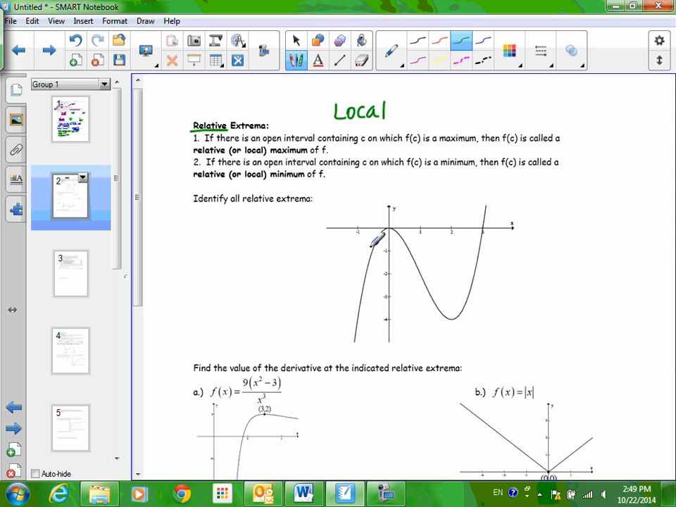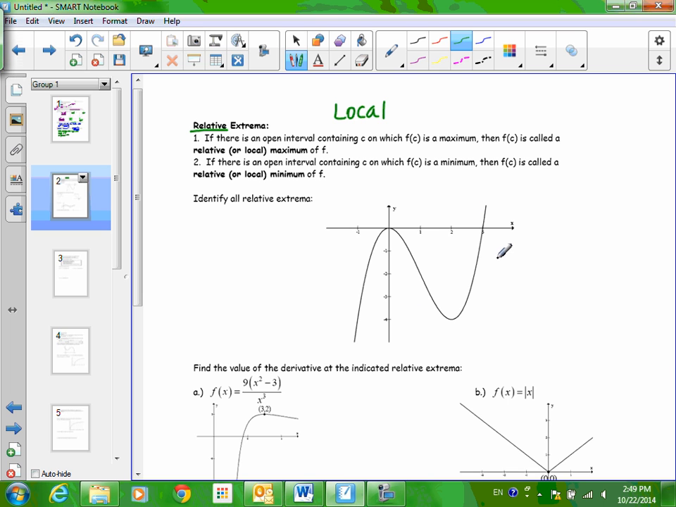You can zoom in on just a little area. That's what a relative max or min is, and sometimes they're called local. So if we have an open interval, which means not the whole thing, but you just zoom in on one little piece, if we have a maximum, that's a relative max. And same thing with the min.